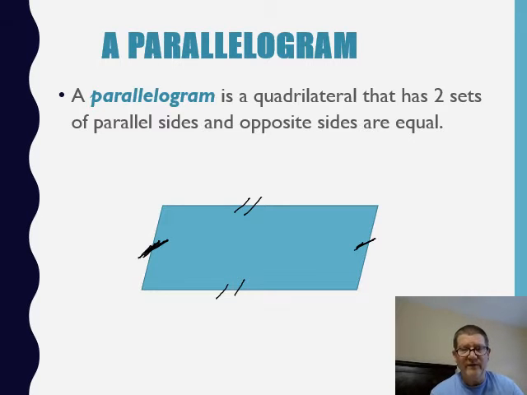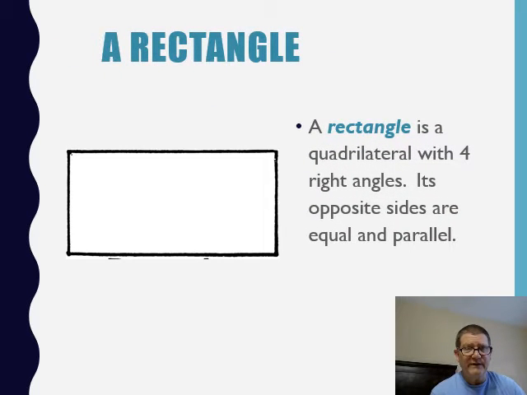So any figure, any quadrilateral that has two sets of parallel sides could be classified as a parallelogram. Now let's look at another specific figure called a rectangle. Now a rectangle is a quadrilateral with four right angles. And right angles are usually signified by having a little box in the corner like this. And that tells you they're right angles.